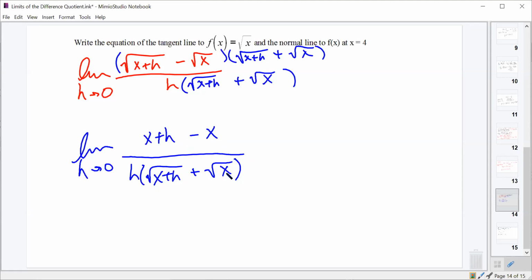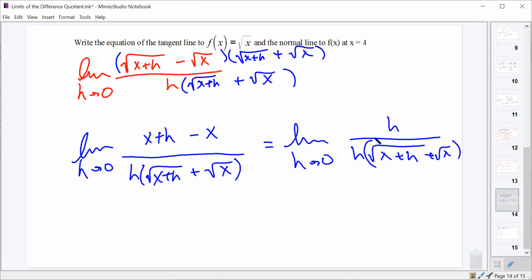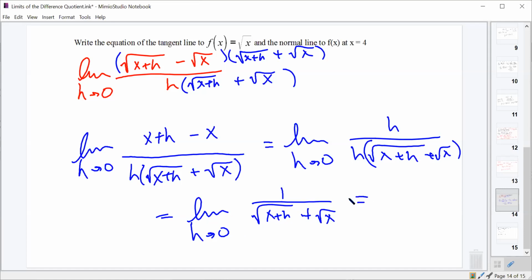Makes sense. All right. So we'll simplify the numerator to just an h. The bottom stays the same. The h's will cancel. And we've got the limit as h approaches 0 of 1 over root x plus h plus root x. And what can I do with that then? As h goes to 0, that's just 1 over root x plus root x, which is 1 over 2 root x. Everybody good with that?